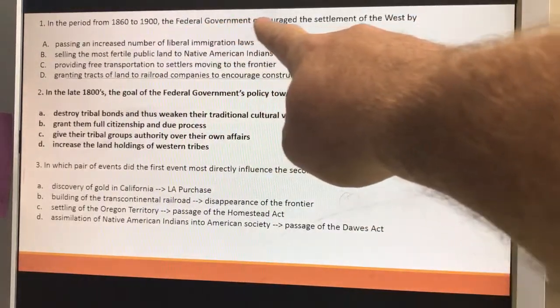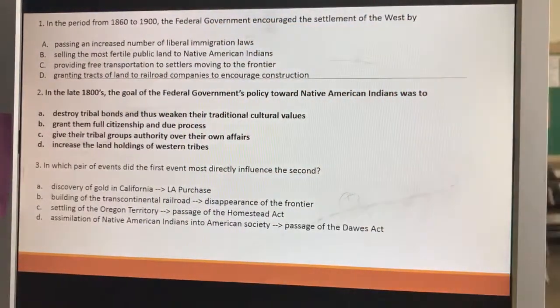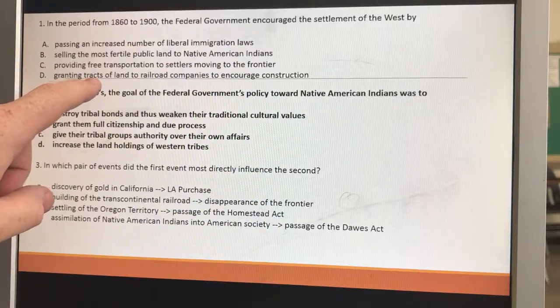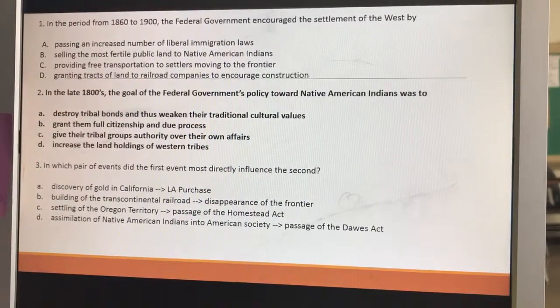Federal government encouraged settlement of the West. How they did that was by granting tracts of land to railroad companies. This is what they gave the railroads to build the railroad. And once the railroad was built, towns started springing up.